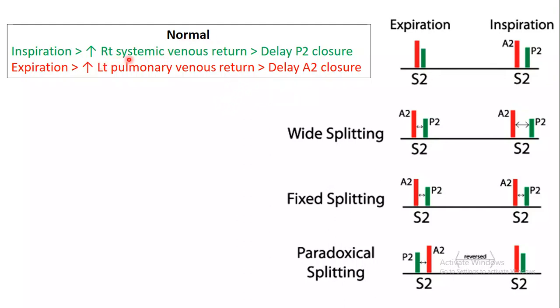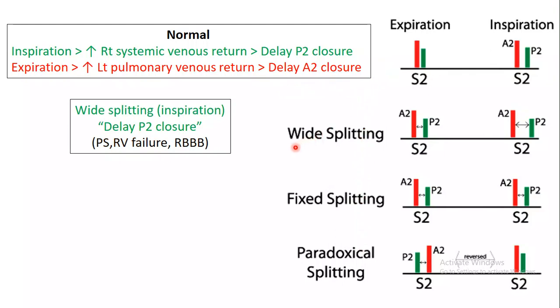Normally, during inspiration, the systemic venous return to the right side of the heart increases, causing delayed closure of the pulmonary valve, or delayed P2, as we see here. On the other hand, during expiration, there is an increase in the pulmonary venous return to the left side, causing delayed aortic valve closure. This is the fact that we should know at first to understand the abnormalities that could be heard. The first abnormality that could be heard is wide splitting of S2. That means a wide gap between the aortic valve and the pulmonary valve closure during inspiration.